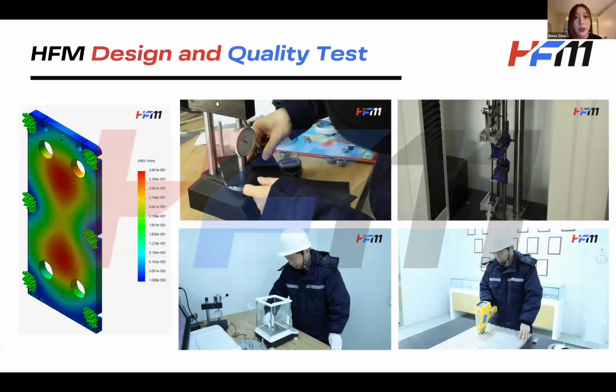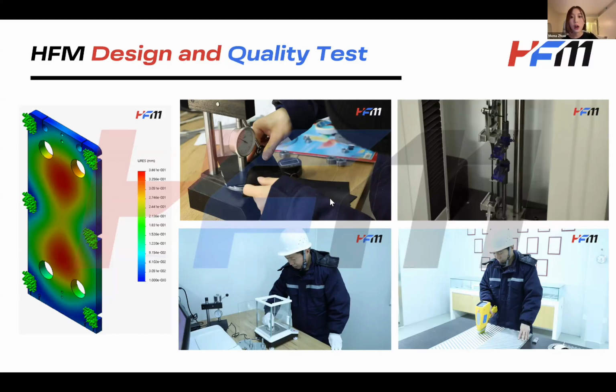Now we do see a design and quality test. This slide highlights how Hoffman approaches product reliability through both smart design and strict qualified testing, helping prevent issues like leakage and corrosion, which Alan shared earlier, are common in real life application. So on the left, you will see a finite elements analysis simulation. We use this during the design phase to identify the stress points and ensure our plate design can withstand pressure without warping or cracking.